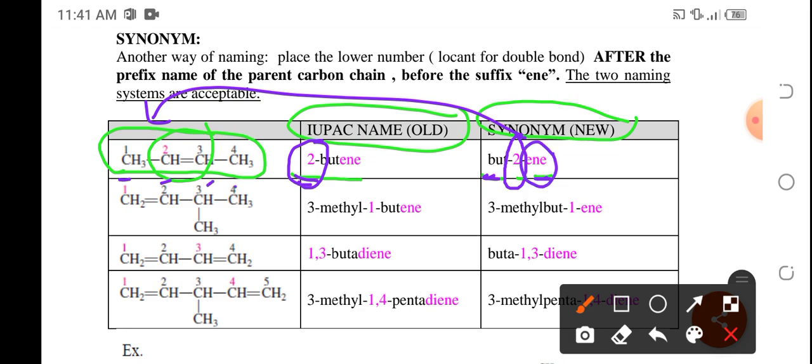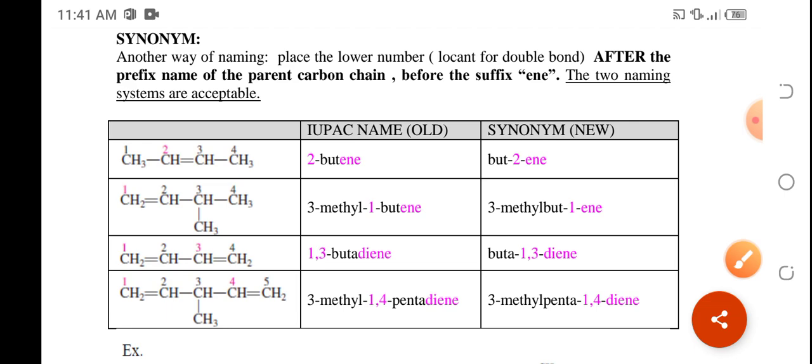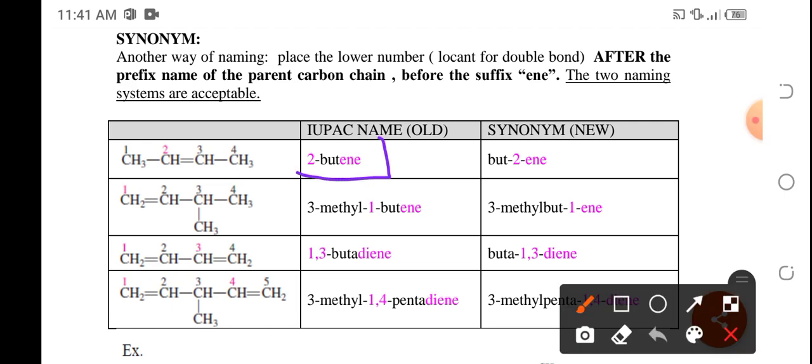There's the presence of double bond in between 2 carbon atoms, and the next succeeding number is 3. So second and third carbon atom ang position ng double bond. Nevertheless, si 2-butene at si but-2-ene ay parehas lang din naman.